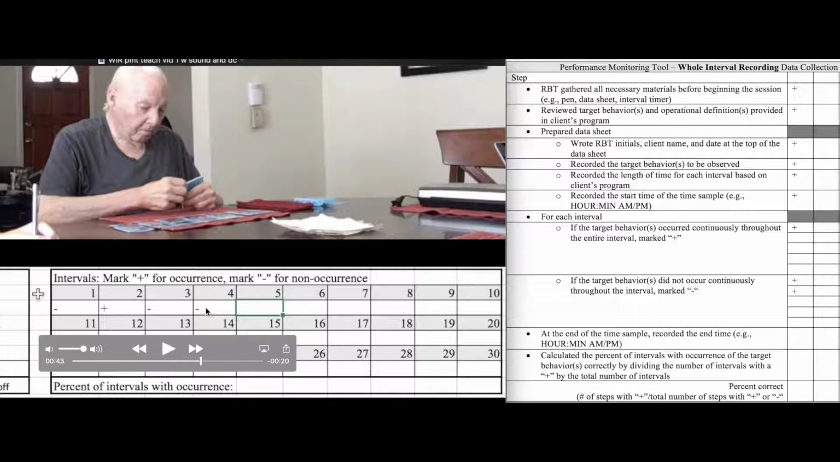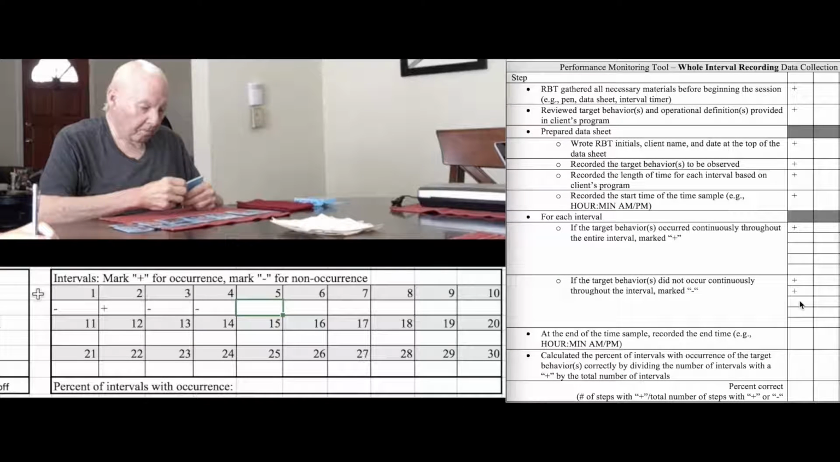All right, good job. Once again, in that fourth interval, he was not nodding off throughout the entire interval, so she was correct in giving him a minus. So once again, over here on our performance monitoring tool, we're going to give the RBT a plus. Good work.